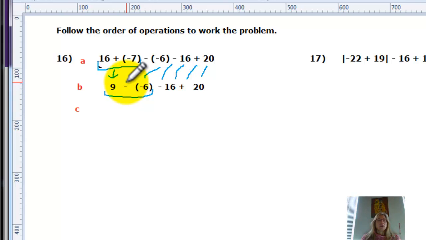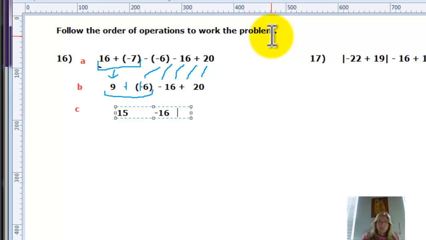And you do that by changing it to addition physically, but you add the opposite. This has to be changed also. So what you're doing really is changing it to 9 plus 6. And that's pretty straightforward. We know what that is. 9 plus 6 is 15. So we have a new answer now, and we'll write the rest of our problem down.